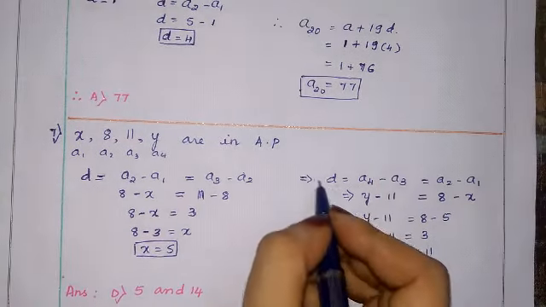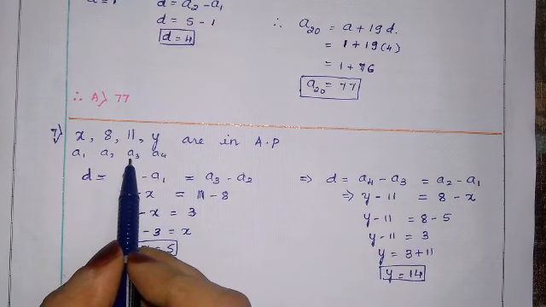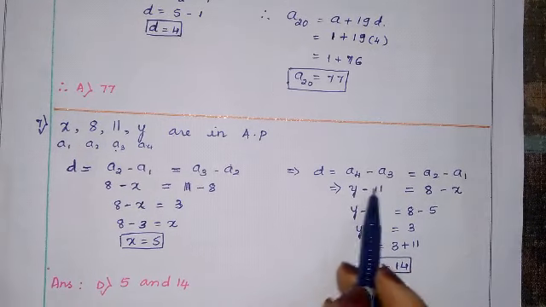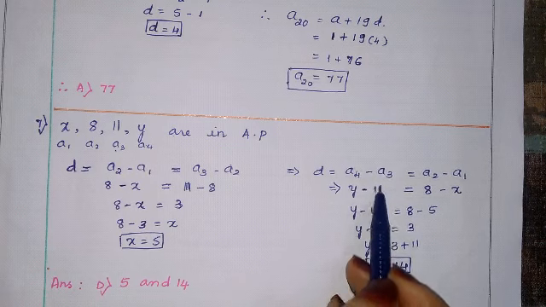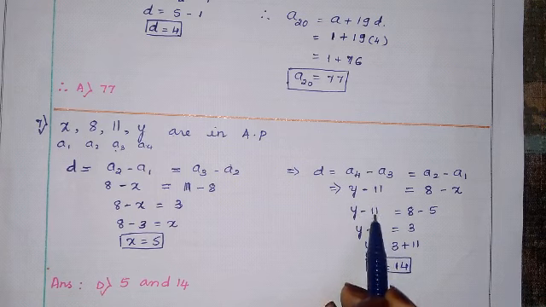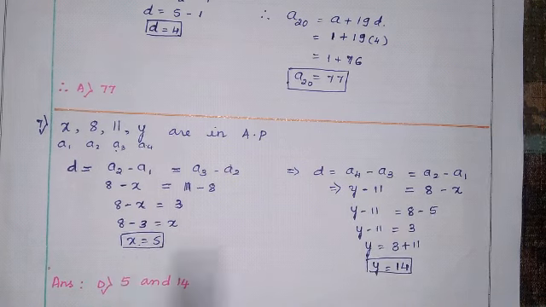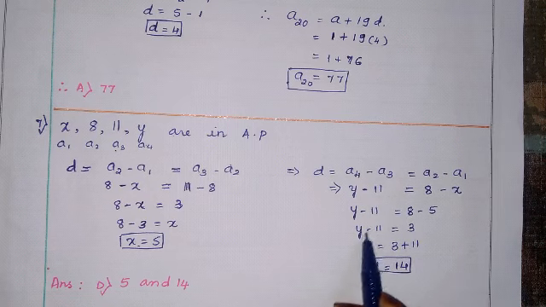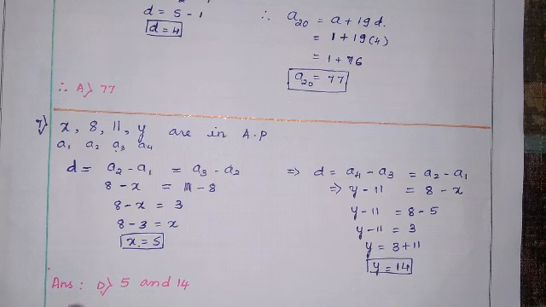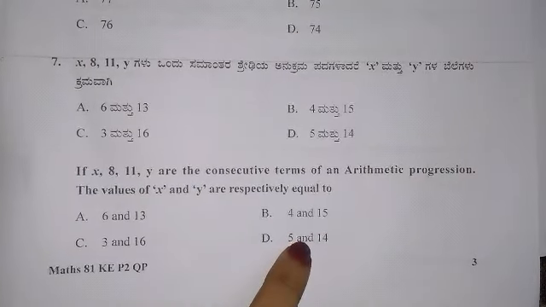Now d is equal to, let us take a4 minus a3 is equal to a2 minus a1. Here a4 is y minus a3 which is 11 is equal to a2 which is 8 minus a1 which is x. Y minus 11 is equal to 8 minus x, and we got the x value 5. So y minus 11 is equal to 8 minus 5, which is 3. Y is equal to 3 plus 11, which is 14. So the correct option is D, 5 and 14.